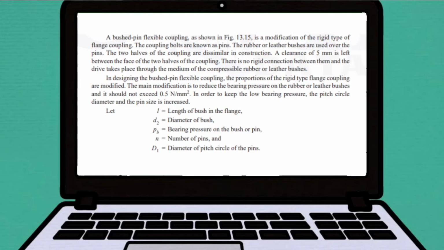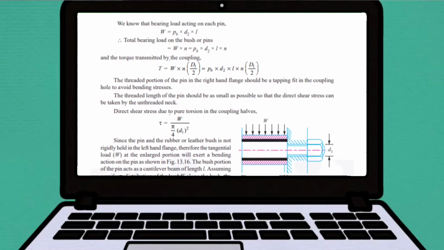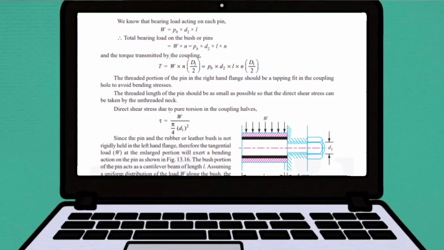Let L be the length of the bush in the flange, D2 the diameter of the bush, P sub B the bearing pressure on the bush or pin, N the number of pins, and D1 the diameter of pitch circle of the pins. In solving, we start with the bearing load acting on each pin.